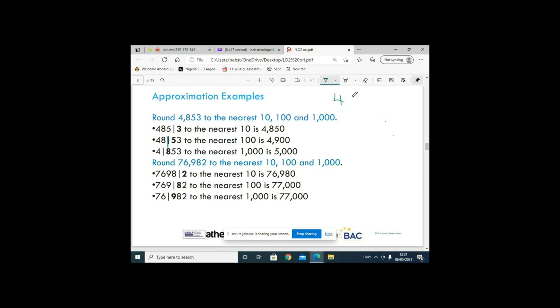Okay, so for example now, 4,853. This is the 100 value now. So you put a line here. Because this one is more than 5, the 8 will change to the next number. It becomes 49, and this one becomes 00. Always change to 00. So it's going to be 4,900.